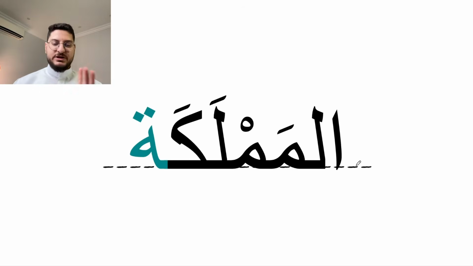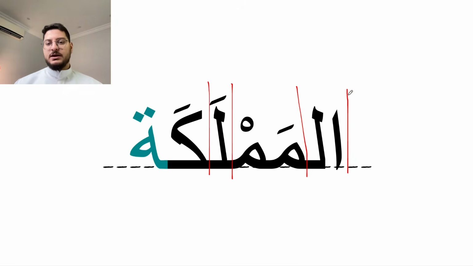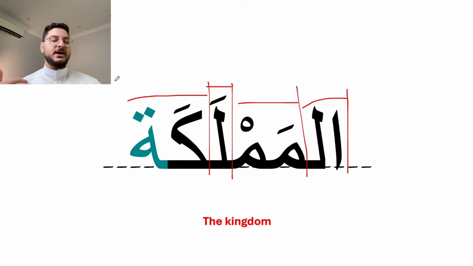Next one, let's split this into syllables. We have a syllable here at the very beginning of the word, and then before this haraka, and before this haraka. Yalla, the first syllable is il, which means the. The second syllable, we have ma, and then we have another m in here with no vowels. So mam. So il, mam. And then la, and finally ka, with a ta marbuta at the end. Il mamlaka. And il mamlaka means the kingdom.